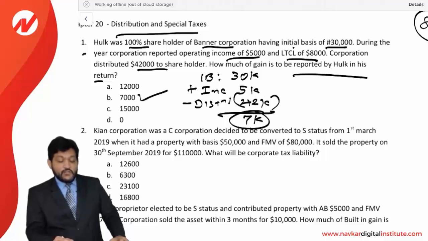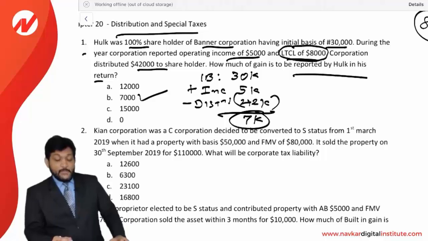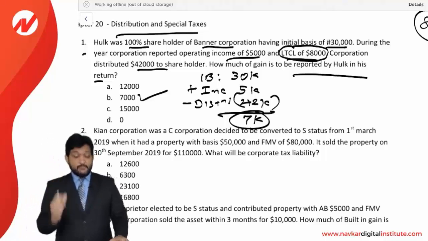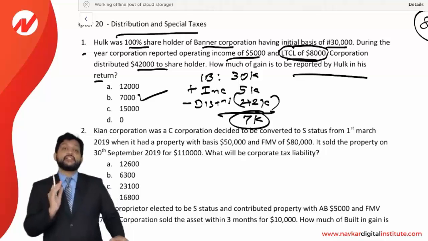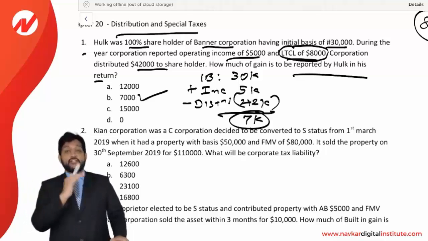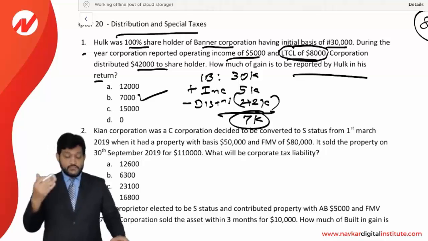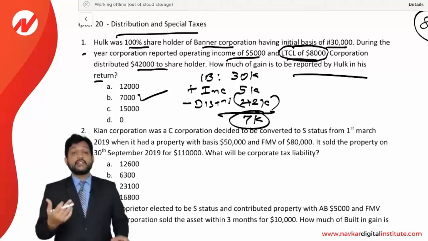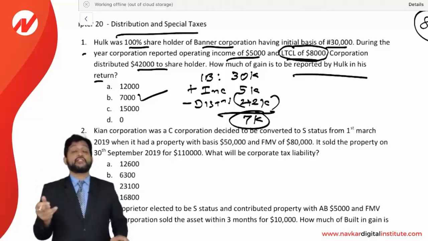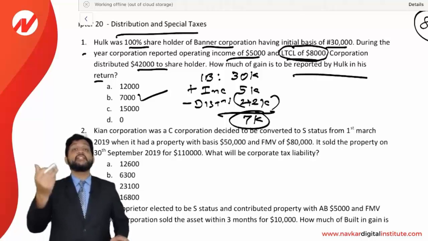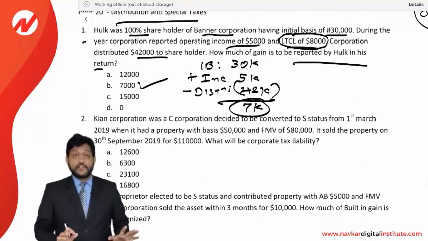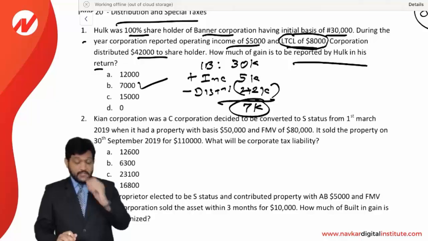Now you will say, what about this LTCL? This LTCL will be carried forward. Whenever there is a basis, this loss will be set off. So right now, he will recognize a gain of 7,000 and the LTCL of 8,000 will be carried forward for set off in a future year when the basis is created. So very important here is the order of adjustment. That is to be taken care of in this question.